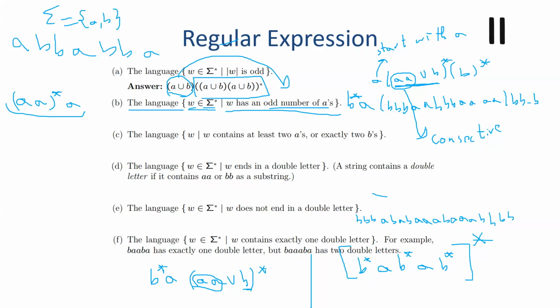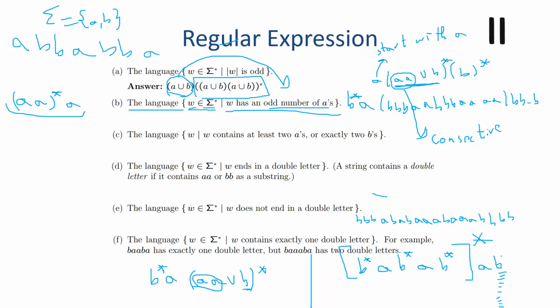How can I modify this? Any suggestion to make it odd now? If you're convinced that this is even, how can I make it odd? Add an AB outside. To the right or to the left? To the right. Okay, so you want to add AB? But now you're forcing it to end with B. A quick fix?